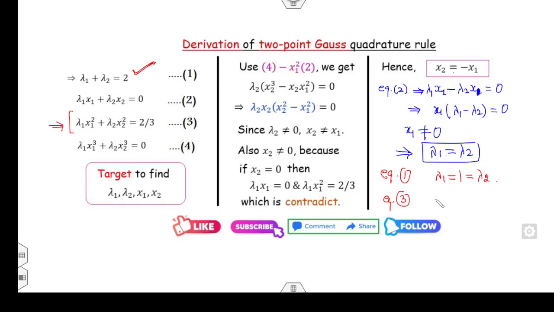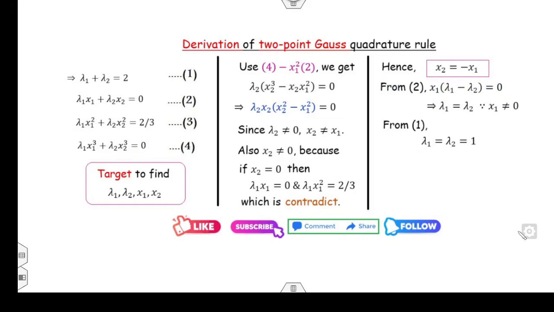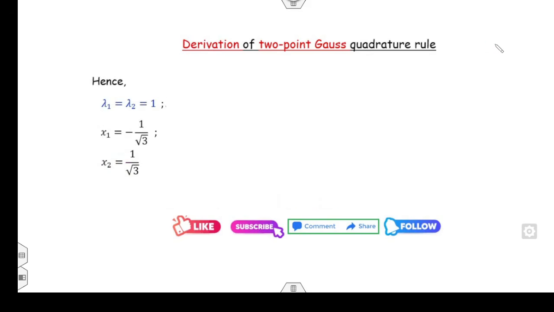What will happen? Both are the same, so x2 is equal to x1. So that will be x1 square plus x1 square, which is equal to 2 over 3. That implies x1 is plus minus 1 over root 3. Fine. Once you get x1 as plus minus 1 over root 3, x2 will be minus plus 1 over root 3. So hence my lambda 1 and lambda 2 are 1, and x1 and x2 are these.